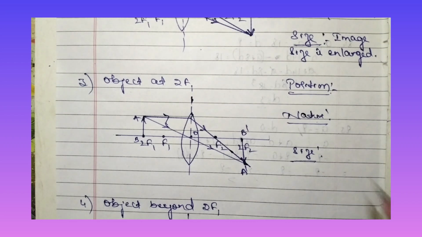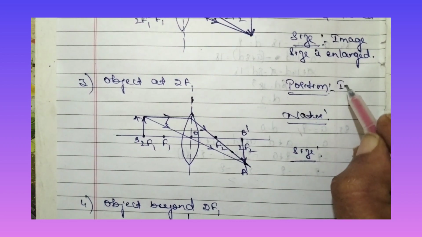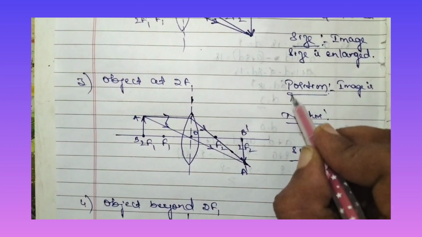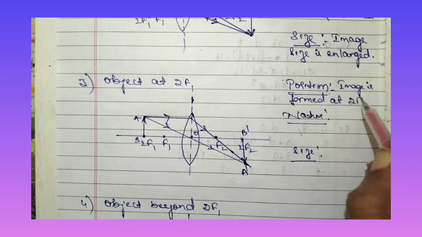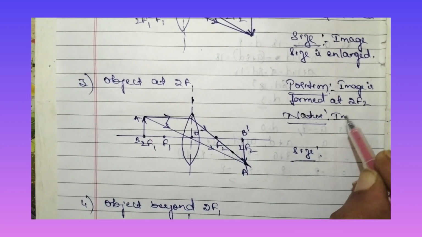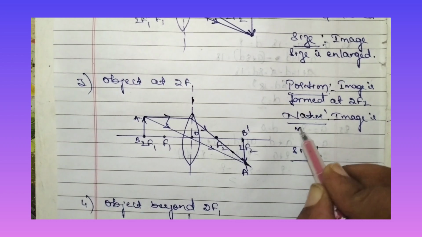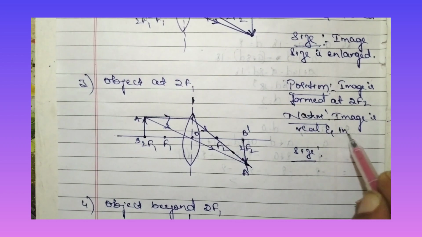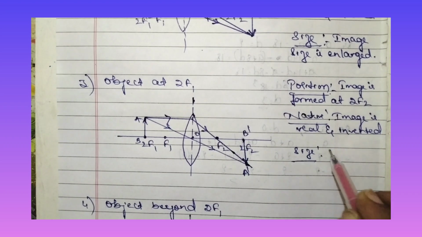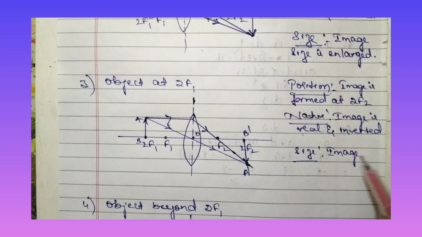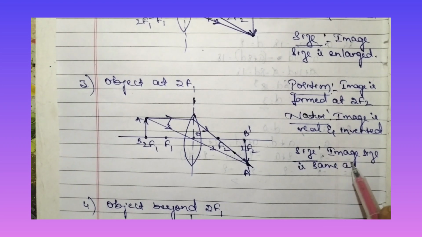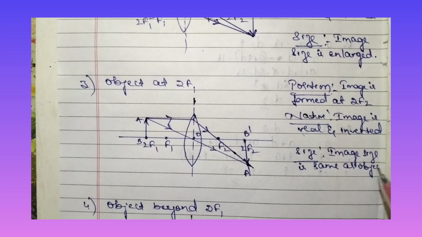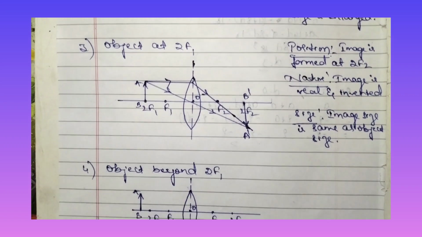So now let us write the position. The position: if the object is at 2f1, the image is formed at 2f2. Nature: the image is real and inverted. Then what is the size of the image? The image size is the same as the object size. Both image and object size are the same. So image size is the same as object size.